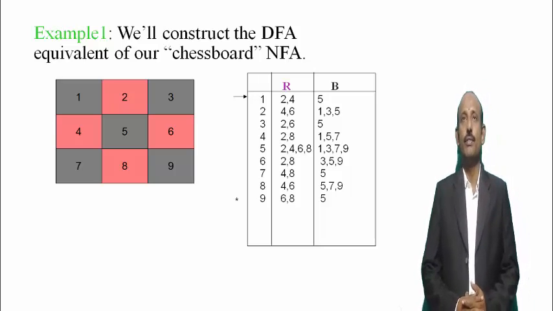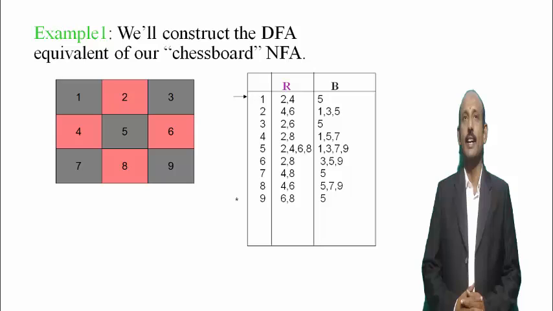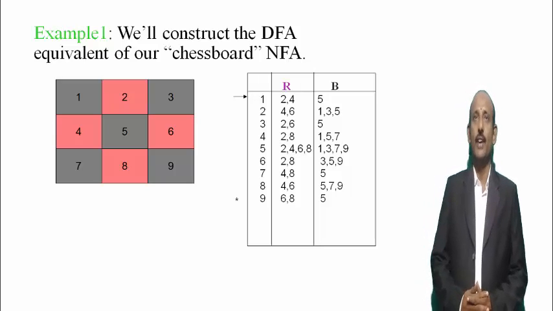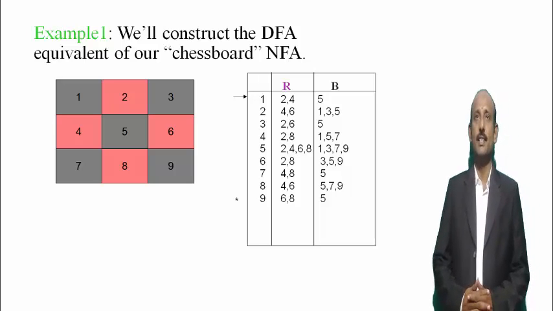So, the chessboard NFA. We have to construct this DFA. In this one, we have to identify the colors red and black. First we have to take the first cell, that is 1.